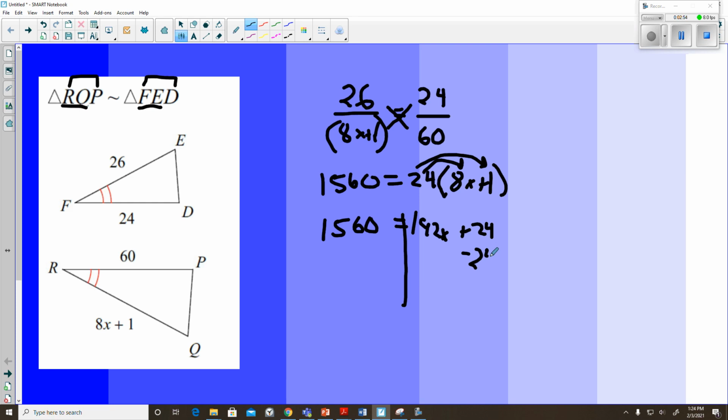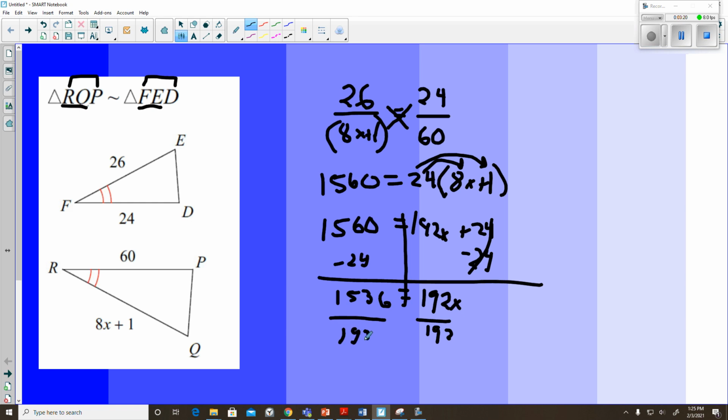So subtract 24 from both sides. That's going to give you, and I'm going to do it in a calculator to make sure we're right, 1536. You set that equal to 192x, which means you're going to divide by 192. That gives me x equals 8. If I plugged x back in, that would give me the ratio that makes this proportion work. So this is how you solve similar triangles.